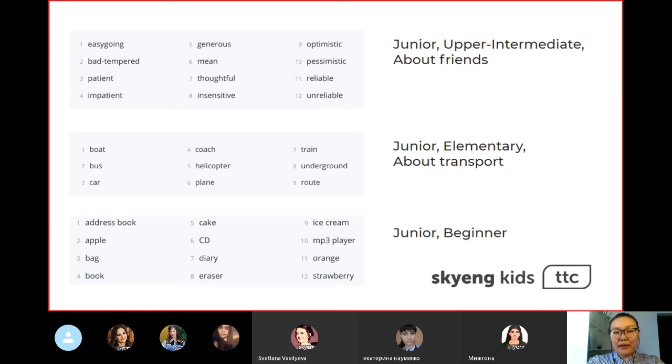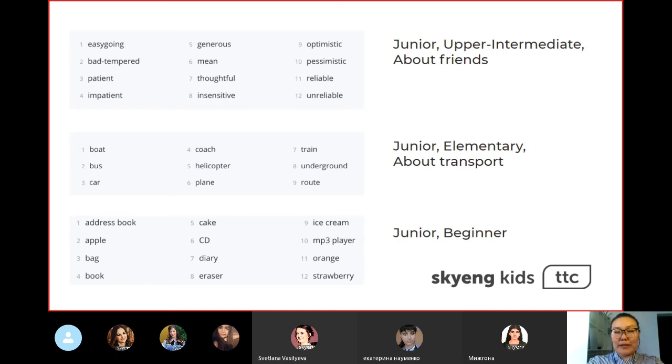Okay, ladies, now who has chosen junior, upper, intermediate? Send me a plus to our chat, please, in Skype. Send a plus if you have upper intermediate.